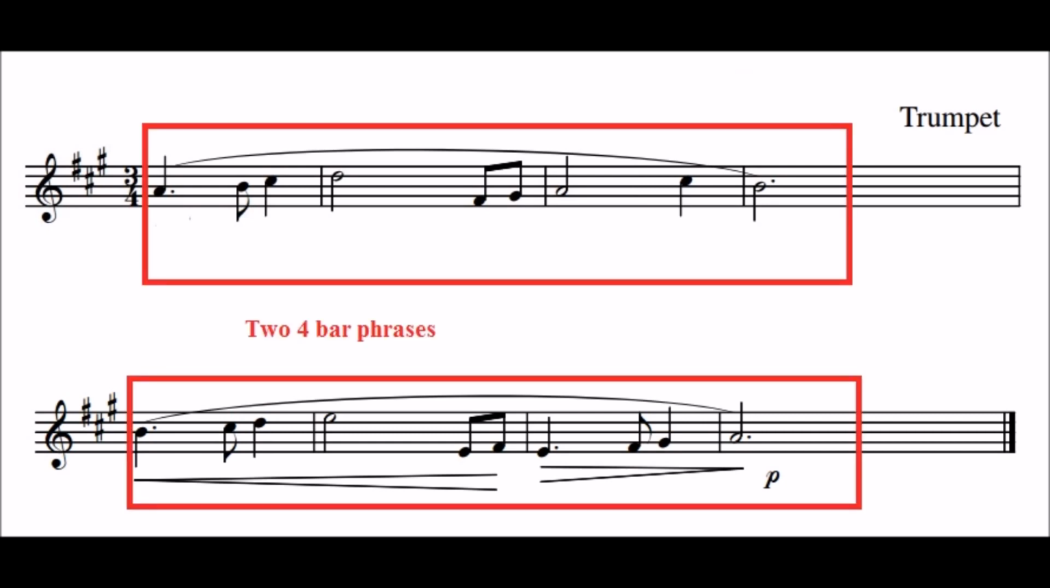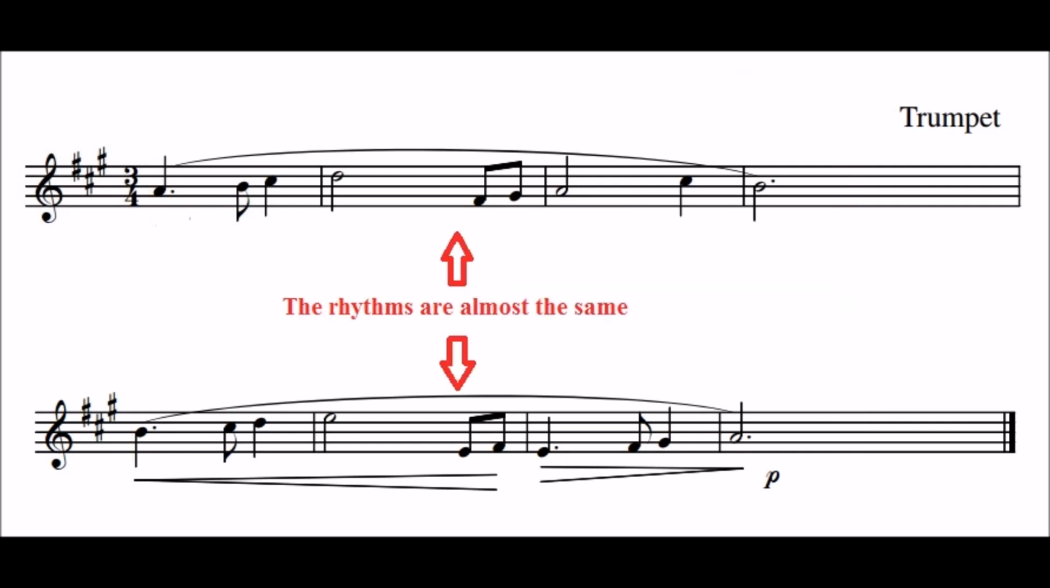The melody is divided into 2 equal phrases of 4 bars each. This creates a balance between the phrases. The second phrase is almost an exact rhythmic copy of the first. Remember how you were advised to make patterns when writing rhythms in grade 4.